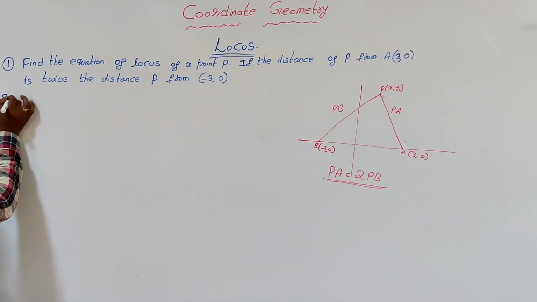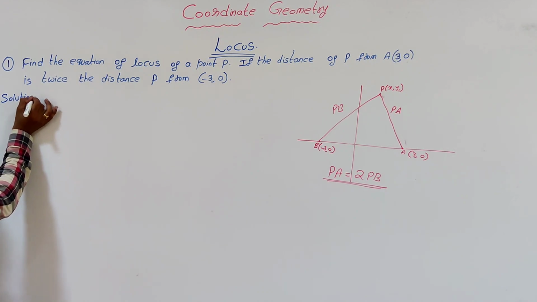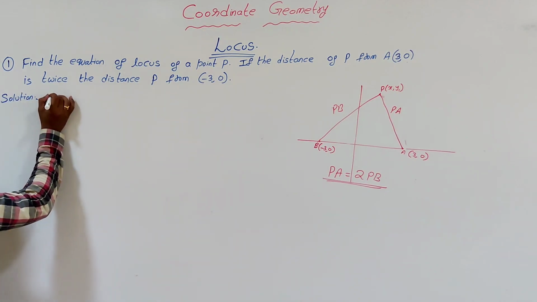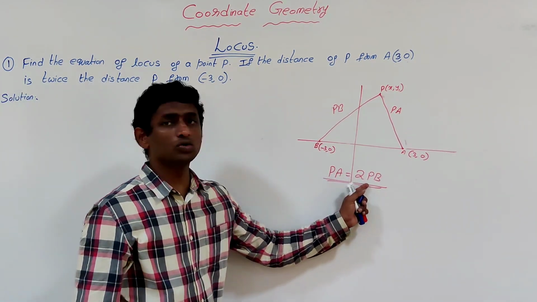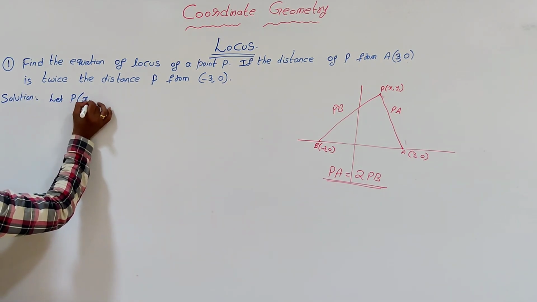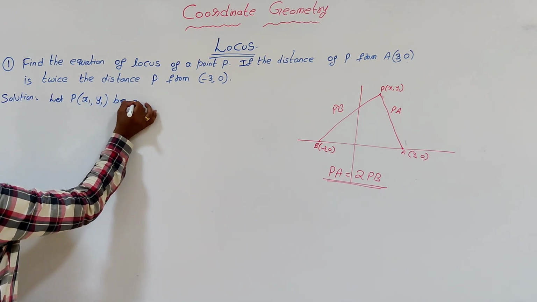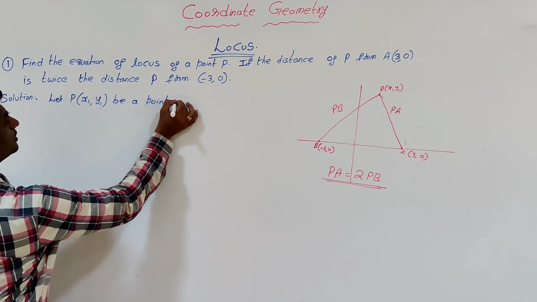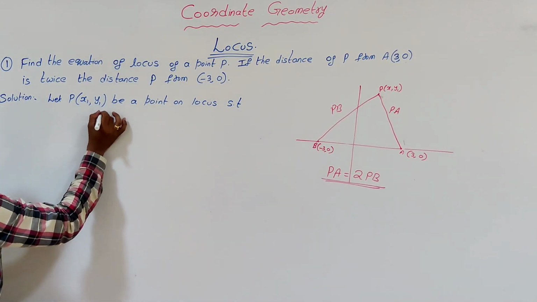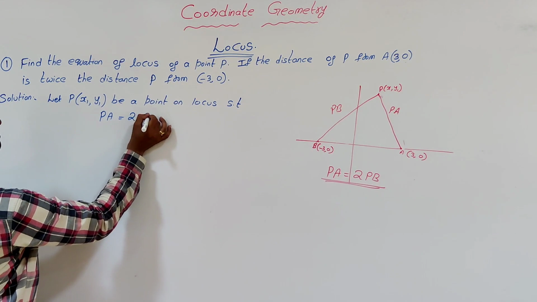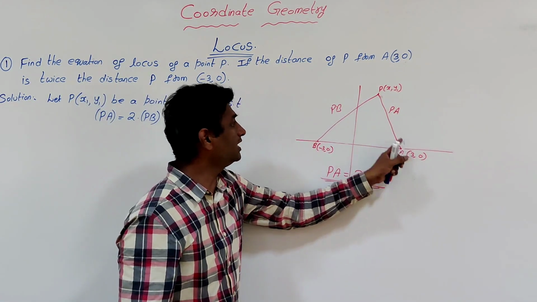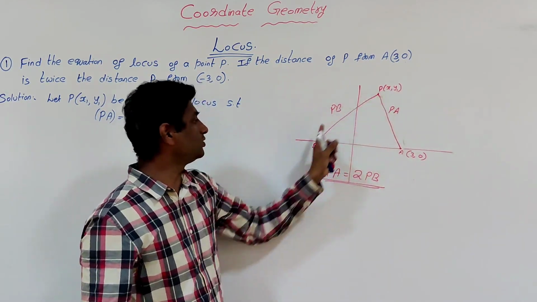So, solution. Assume that a point is on the locus, which means it satisfies the condition. What is the condition? PA is equal to 2 times PB. Let P (x1, y1) be a point on the locus such that PA is equal to 2 times PB, meaning the distance from P to A is twice the distance from P to B.